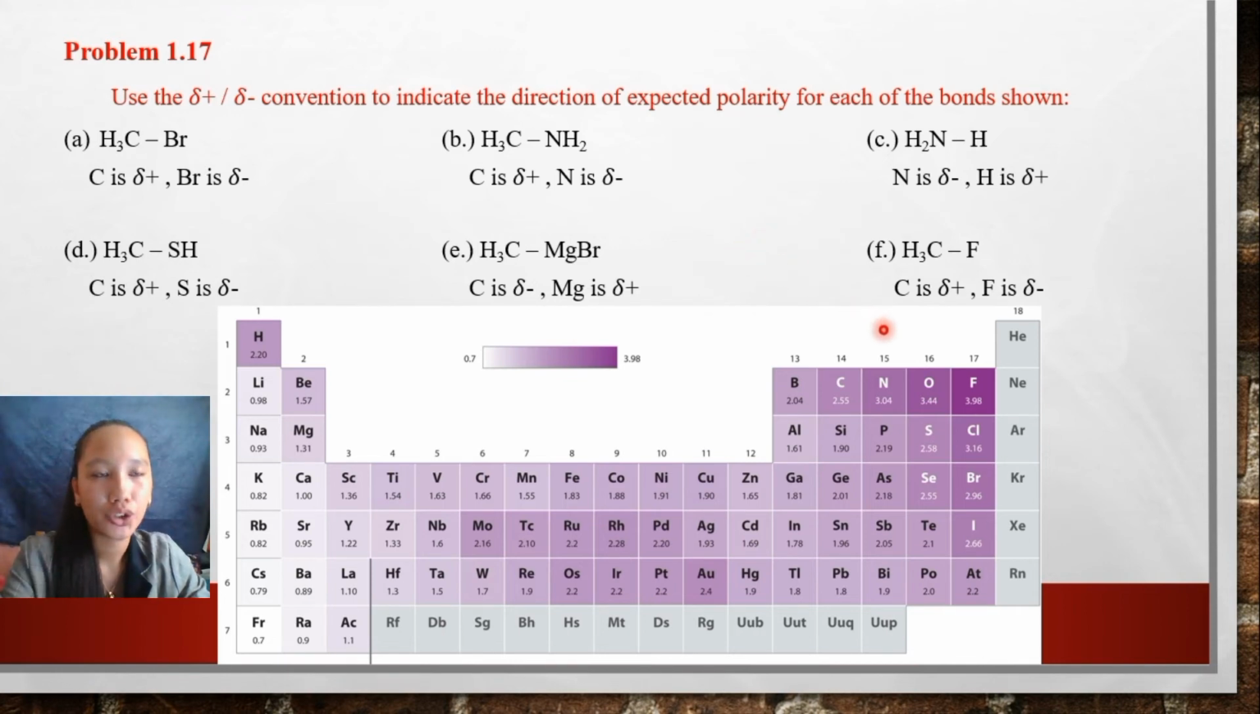We find the answer by remembering, or by taking notes, that if an element is less electronegative, then that element is partially positive. And if that element is more electronegative, then that element is partially negative.